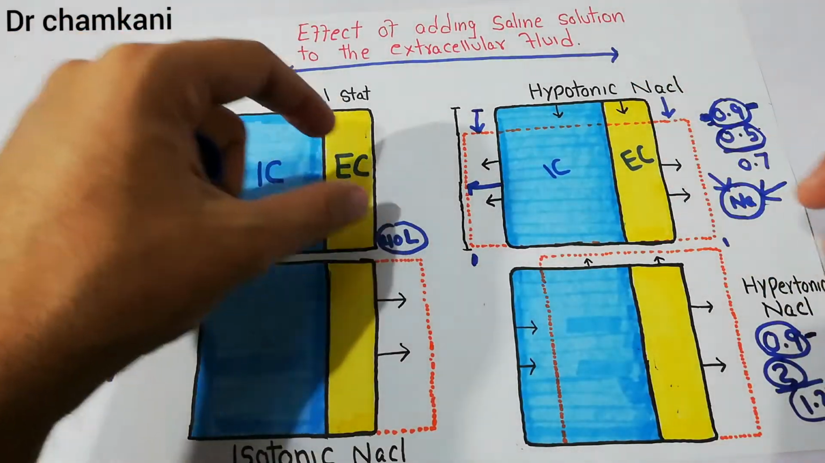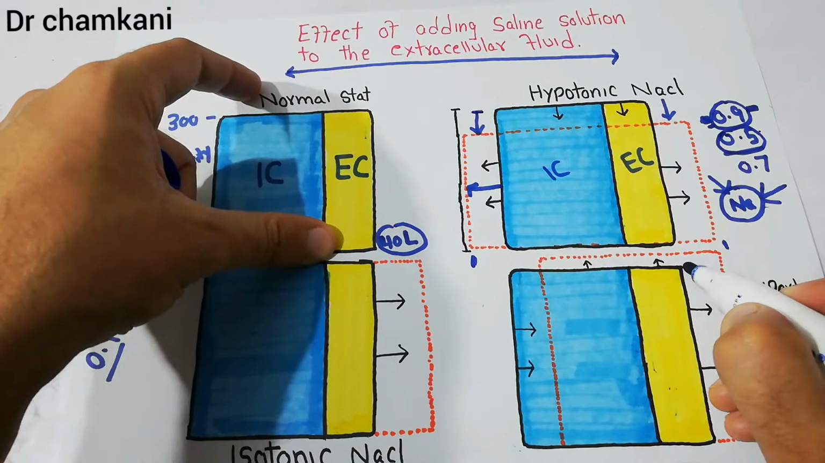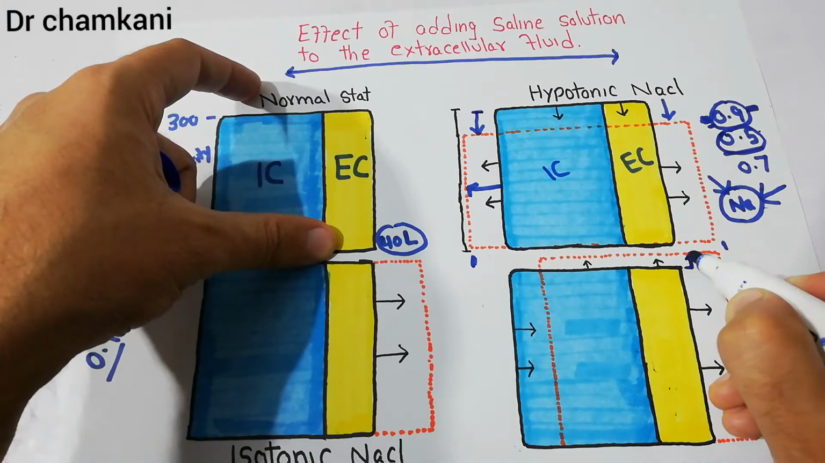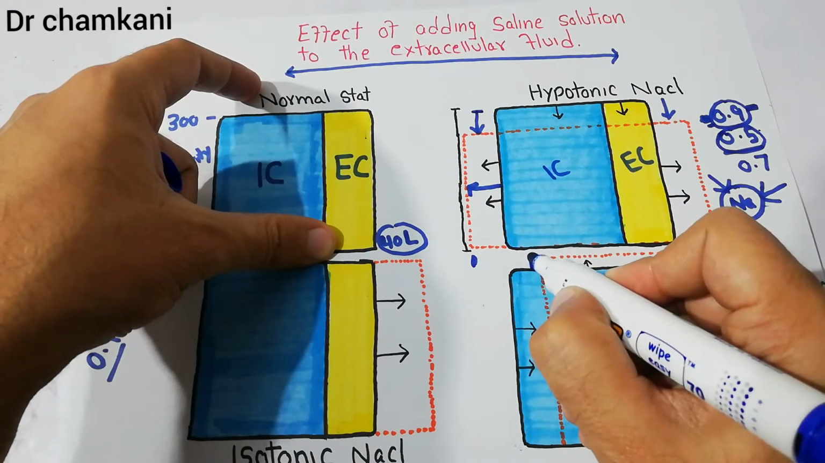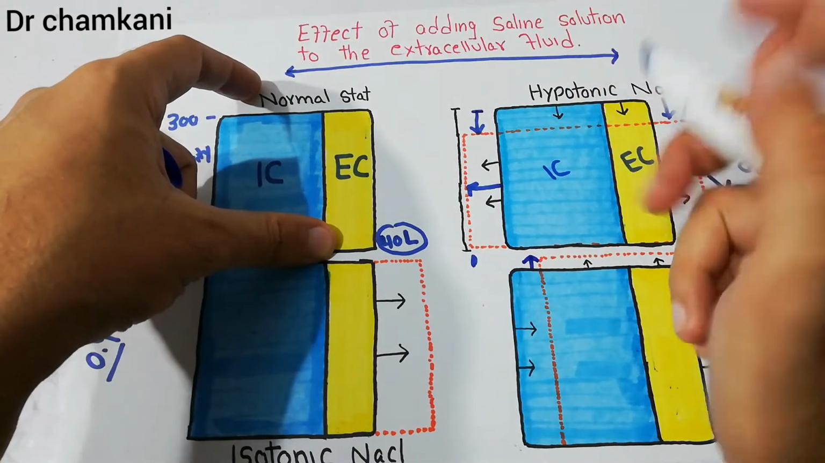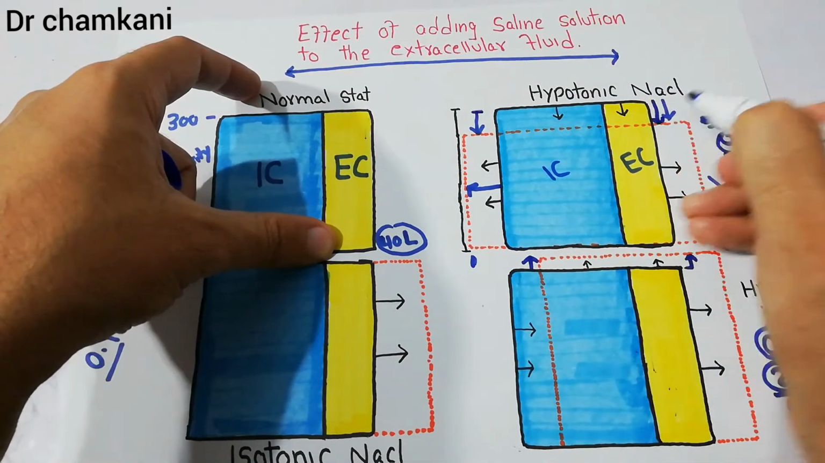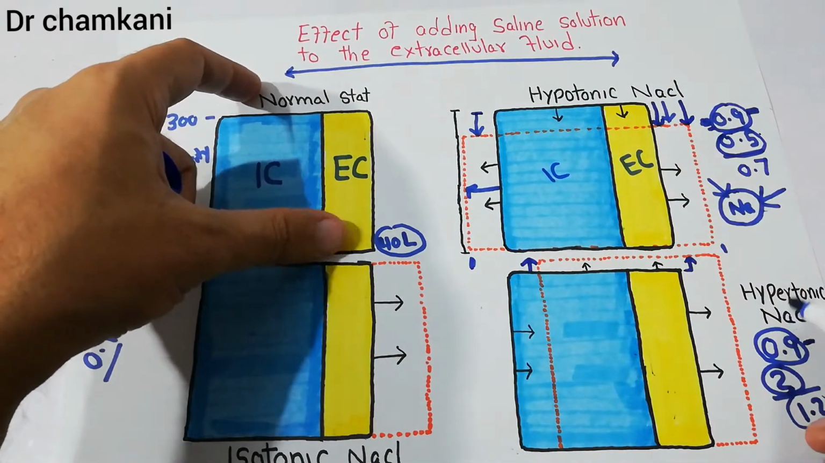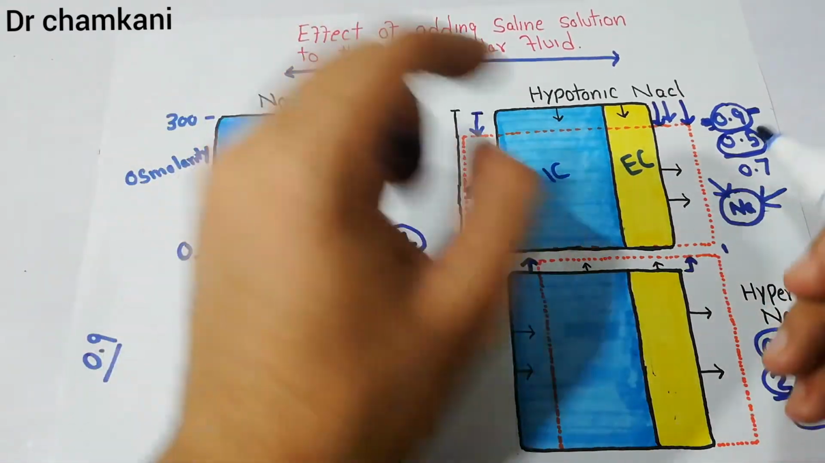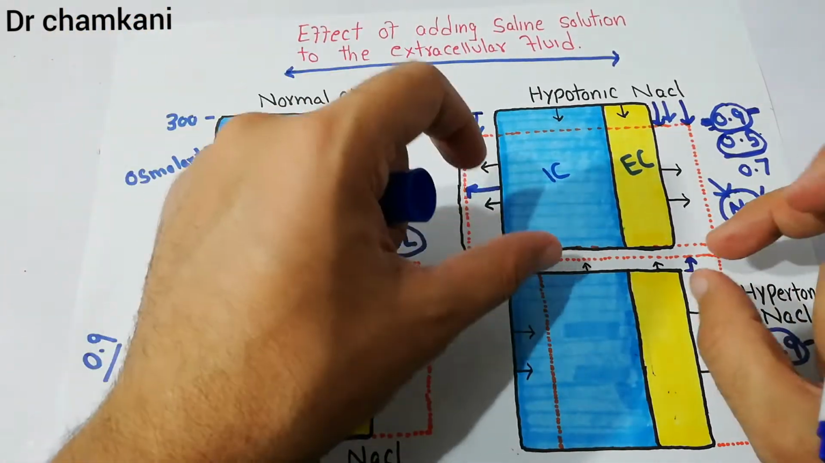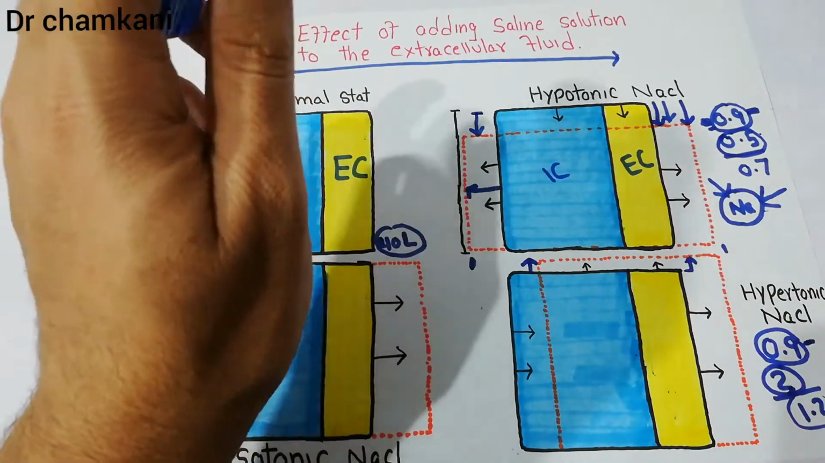So by adding the hypertonic saline, the tonicity, the osmolarity basically increases from this level. In hypotonic fluid, the osmolarity basically decreased, but in hypertonic saline, the osmolarity increased. The osmolarity of both the extracellular and the intracellular fluid increased.